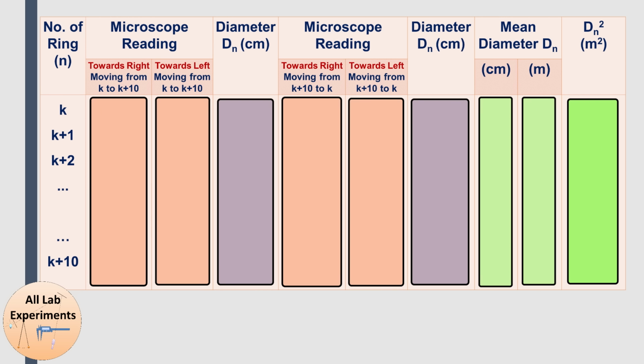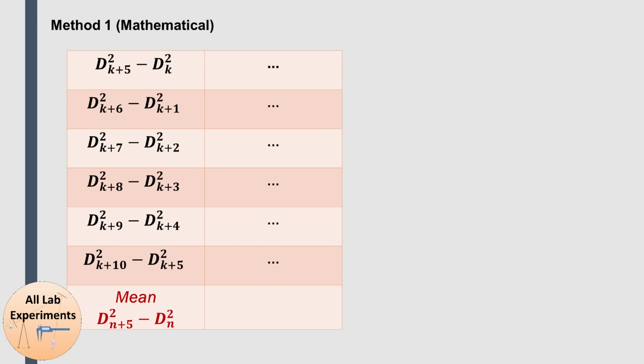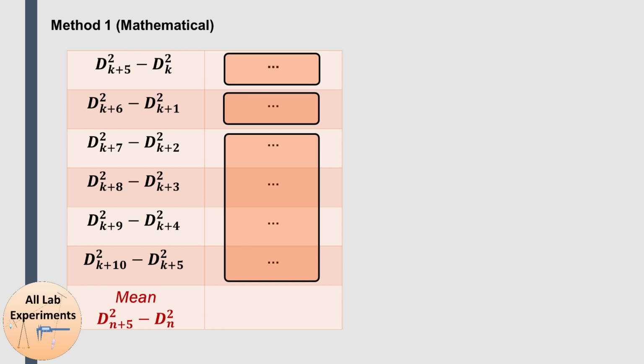Finally, to observe the wavelength of sodium light in this experiment, we can perform this using two methods. In the first method, we can do this mathematically. So in this method, as we know the diameters of the kth and (k+5)th ring, we will find the difference of their squares, and similarly for the (k+6)th and (k+1)th. So similarly we will find the differences of their squares, and at the end, for the difference of 5 rings, we will find their mean.